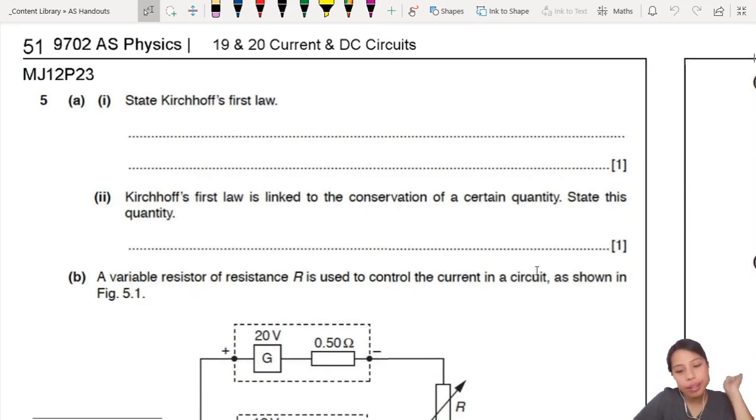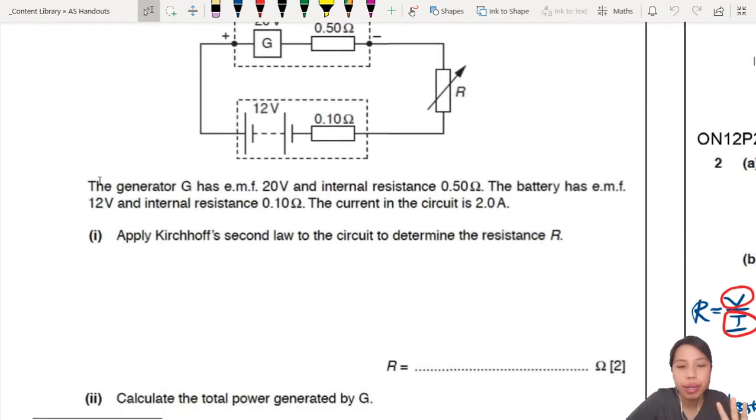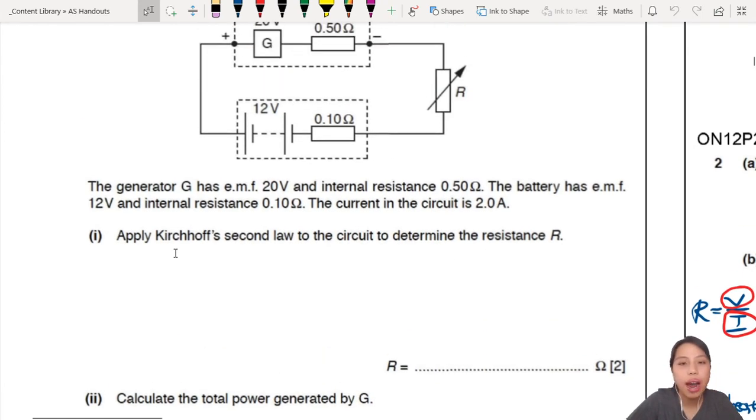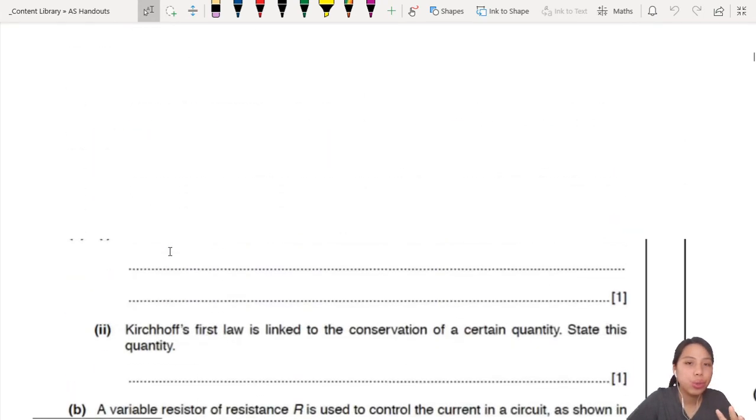Let's look at this first one from page 51. I want you to see how you can solve it first. Don't do the whole thing, the whole thing is a bit long. Just do until this part 1, apply Kirchoff's law to determine resistance R. Take about 5 minutes to try through it.